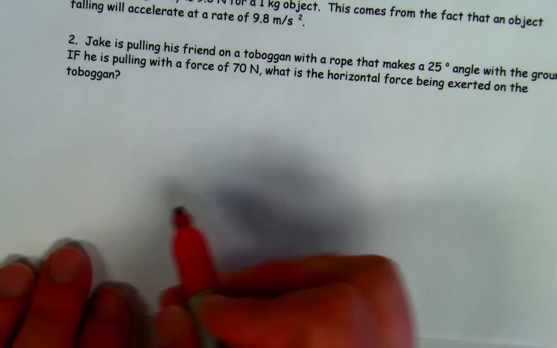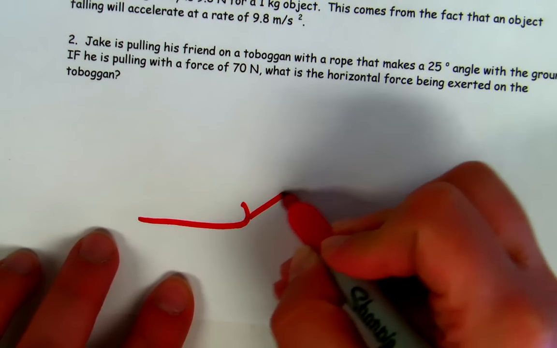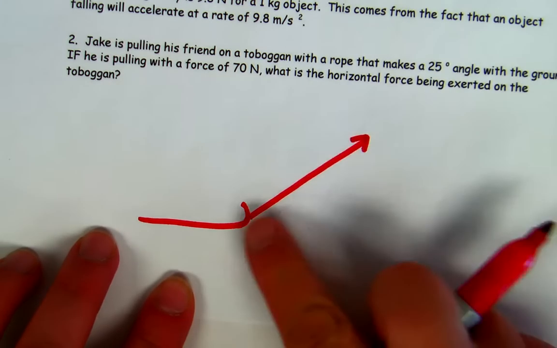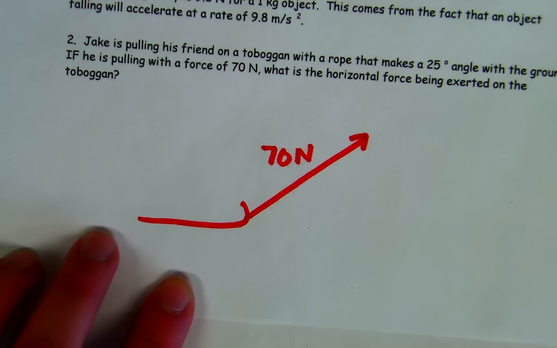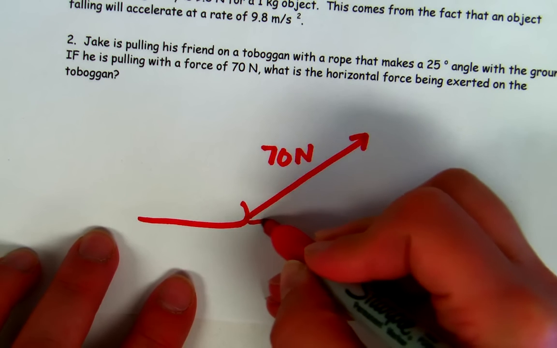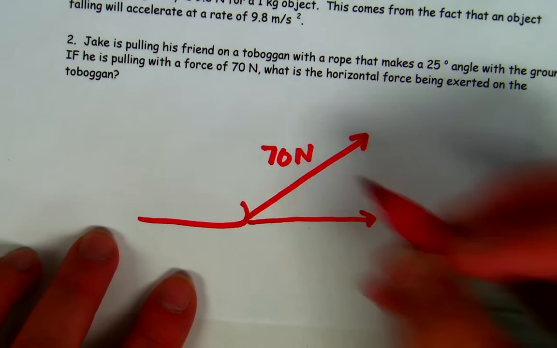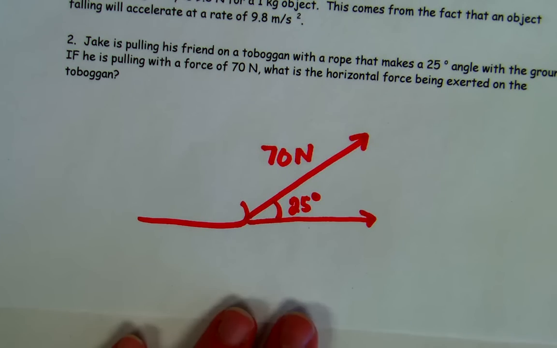I'm going to start with a diagram. So there's my toboggan. There's the rope, and the rope is pulling this way, and the force in the rope is 70 newtons. Hopefully the toboggan isn't traveling up into the air. The toboggan is actually traveling that way, and the angle between there is 25 degrees.